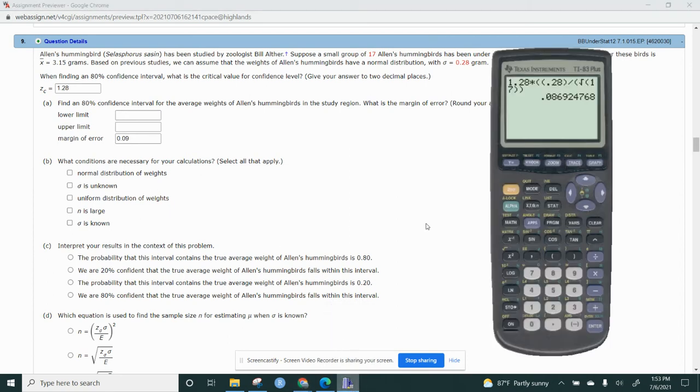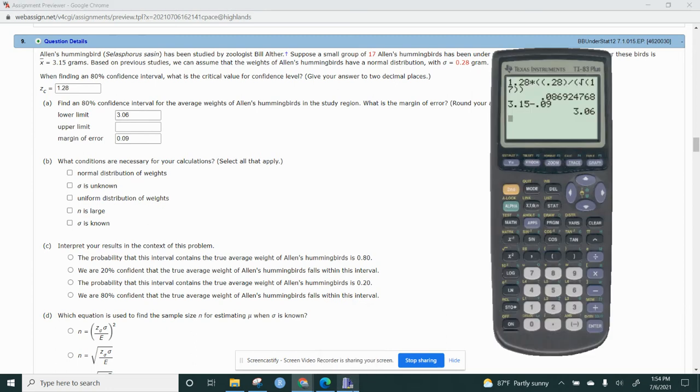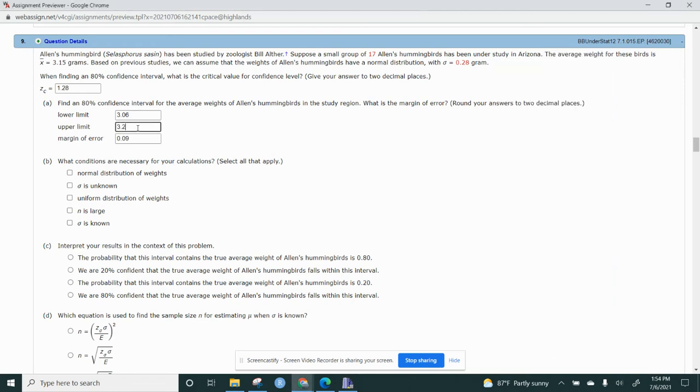So now with that, I can find my lower limit. So I'm going to do 3.15, which is my mean. You can see it right there, minus 0.09, which is 3.06. Okay, and let's do my upper. So again, all I'm going to do is do 3.15 plus 0.09, and I get 3.24. Okay, so that's my upper. So my range, or my 80% confidence interval, is 3.06 to 3.24.